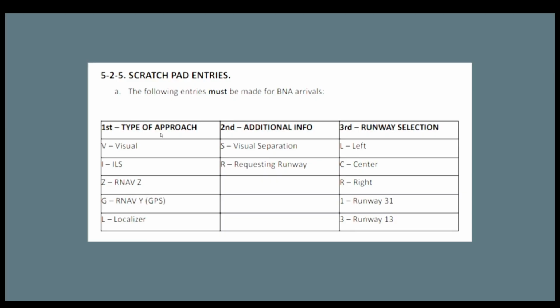And then we have an optional, additional info second character. If you got an S in there, that just means they're maintaining visual separation. It's essentially the VF for Memphis, only it's not in the secondary scratch pad. It's part of the primary scratch pad. So S for maintaining visual separation from the aircraft in front of it, or R for requesting a runway. We talked about this briefly.